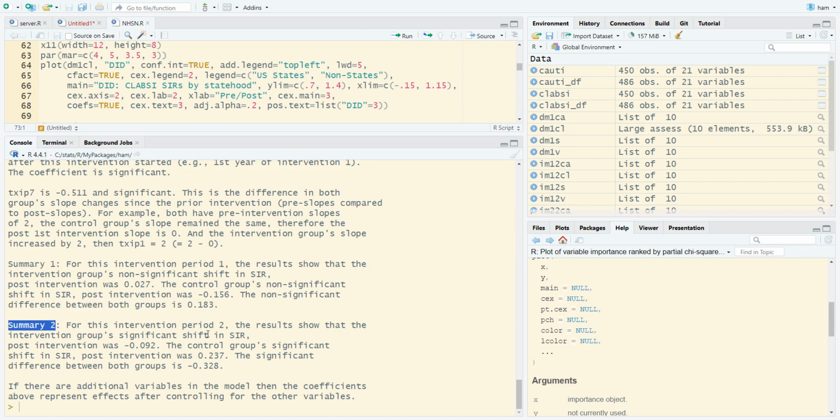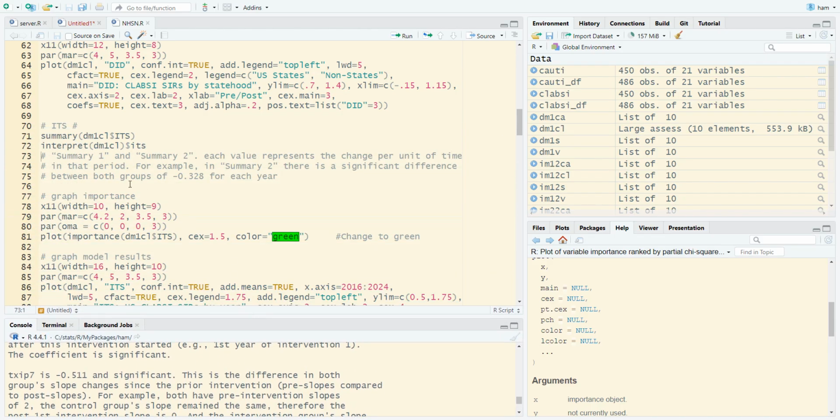For this intervention period 2, the results show that the intervention group's significant shift in SIR post-intervention was 0.092. Control group's significant shift in SIR post-intervention was 0.237. So we see that the intervention group, their SIR was significantly going down. The control group was significantly going up, and the significant difference between both groups is negative 0.328.